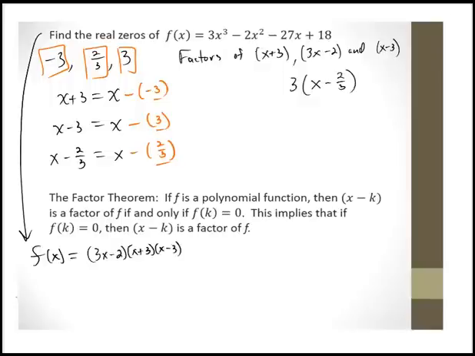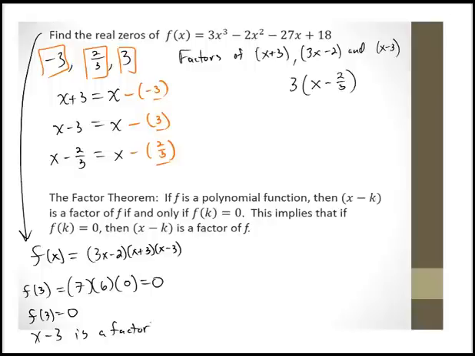Notice, what is f of 3? F of 3 would be 3 times 3 minus 2, that's 7, times 3 plus 3 is 6, times 3 minus 3 is 0. 7 times 6 times 0 is 0. F of 3 is 0. That implies x minus 3 is a factor. If f is a polynomial function, x minus k is a factor if and only if f of k equals 0. And we can turn that around. If f of k is 0, x minus k is a factor.